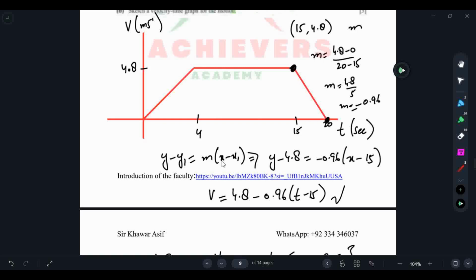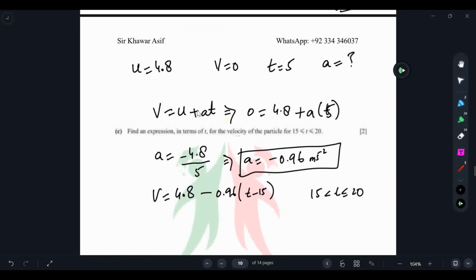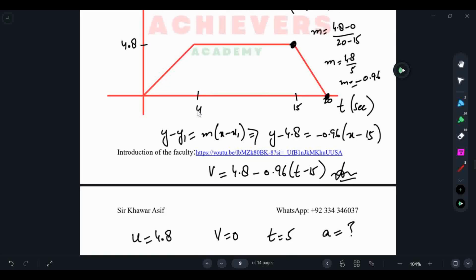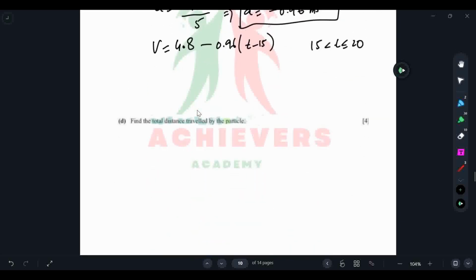So we can see that the expression is the same from both ways. We can use the equation or we can use this way. I think this one is the better way to find the equation or the expression for any straight line. Let's move to the D part.